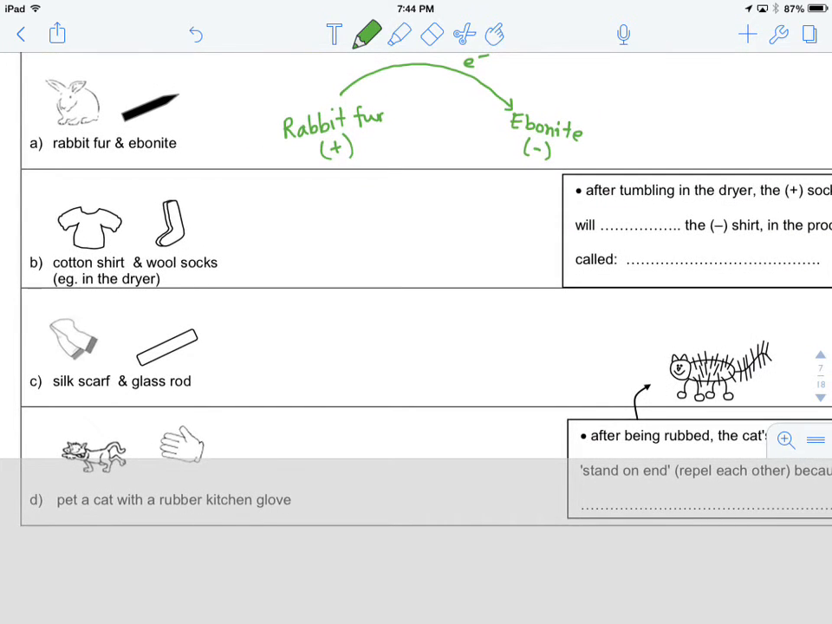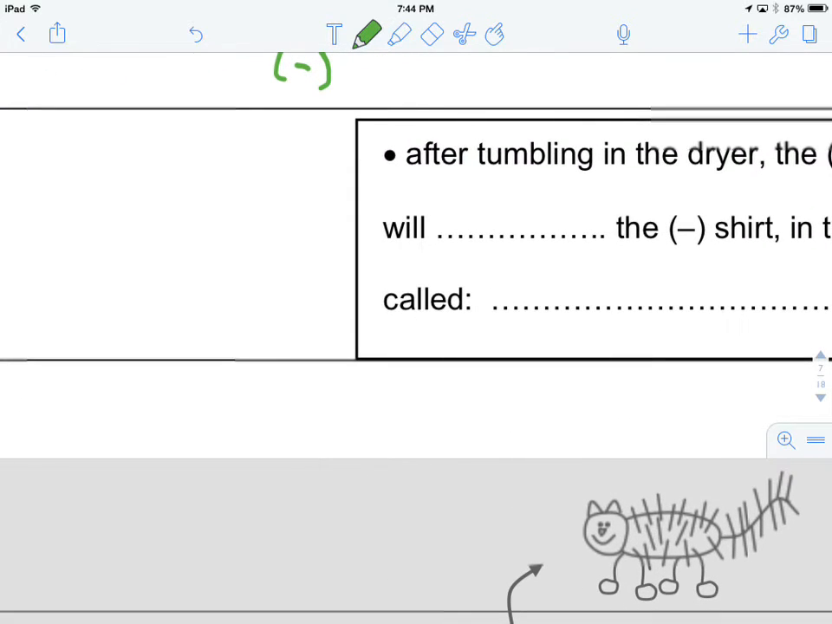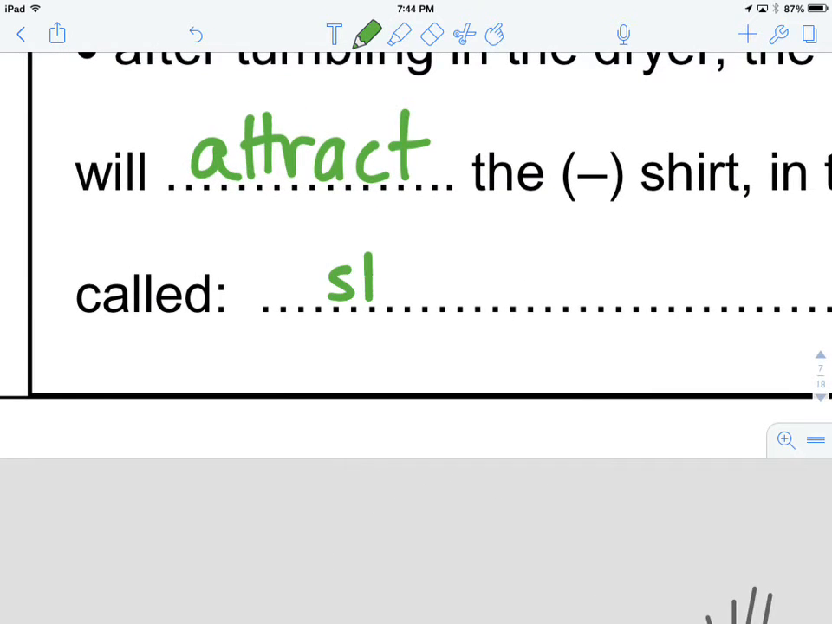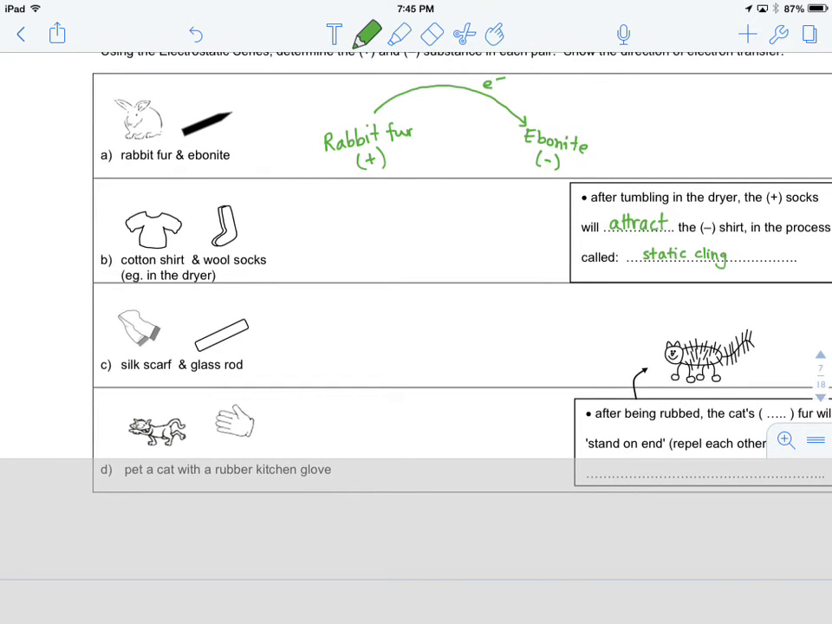Very similar, cotton shirt and wool socks. So these are things that sometimes you put together in the dryer, and you'll notice that after you tumble them in the dryer, the socks will attract the shirt, i.e. they're stuck together, and we call that static cling. And perhaps you have noticed that, especially if you do your own laundry, which you should.